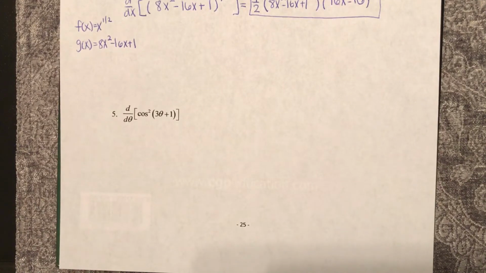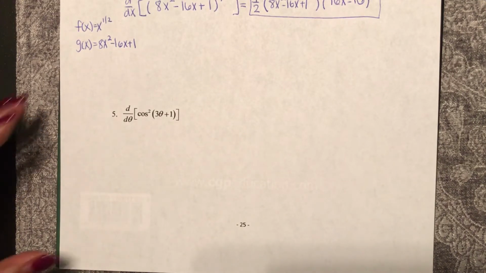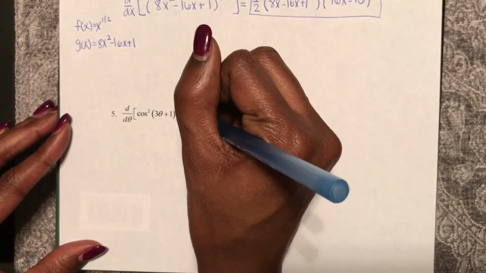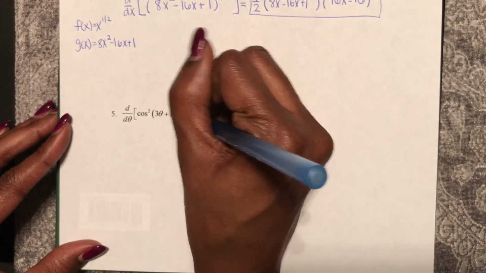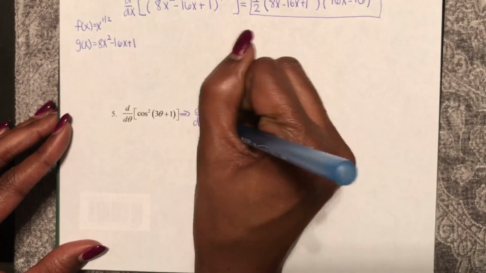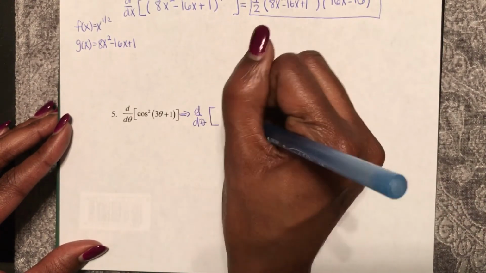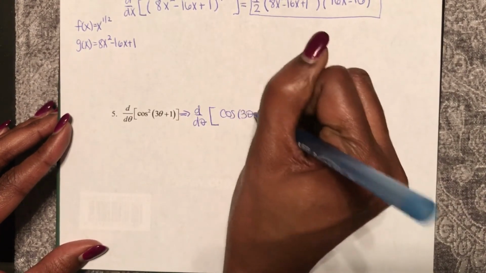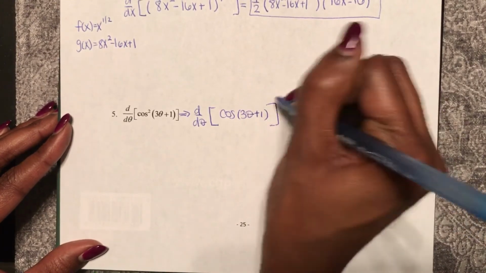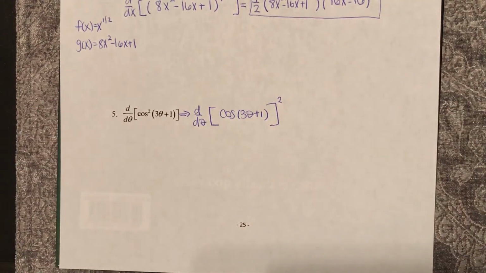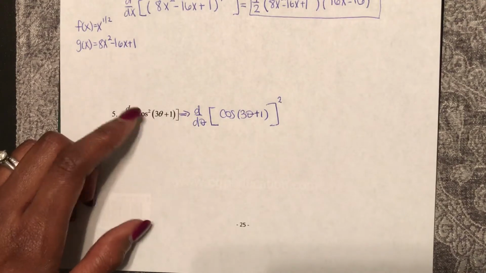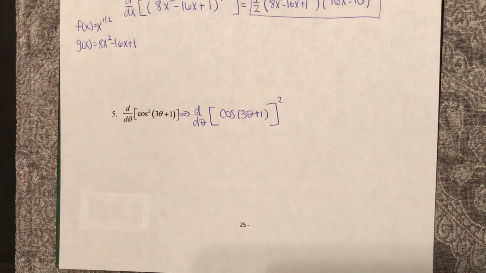Last but not least, actually I saved the best for last because this one is a cool example. We are taking the derivative with respect to theta of cosine of 3 theta plus 1, but that's all being squared, all right? That's what cosine squared means. It means we're taking whatever cosine is and we're squaring it.